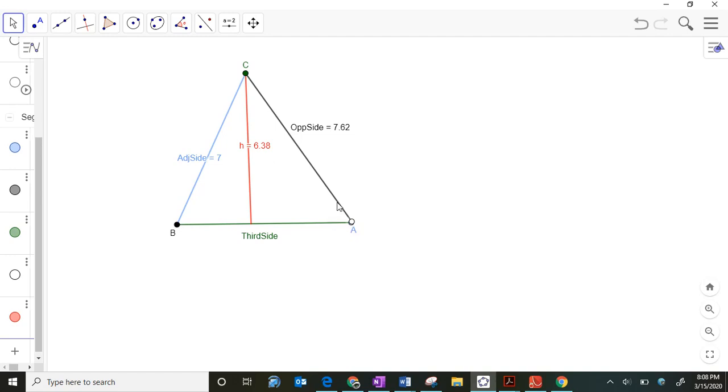Now, what happens if the opposite side is smaller than 7 but bigger than the height? If it's smaller than 7 but bigger than the height, that means that we could choose anything on here. So if it's smaller than 7 and bigger than the height, that's going to touch the third side right over here. So see how this is 7 and this is 6.38? Then this one here is 6.63, and so it's going to touch the third side. Anything on here is going to touch the third side between 7 and 3.8.